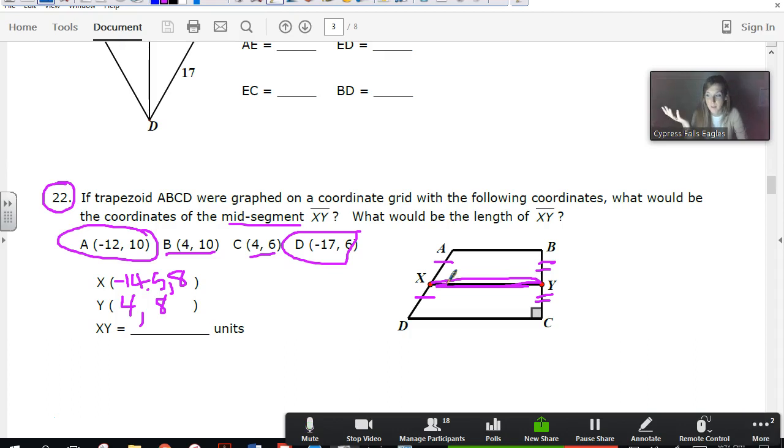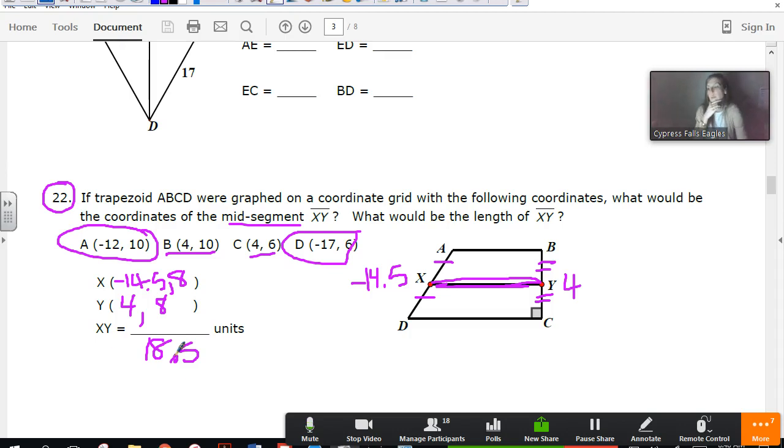How do you find the length? The x value. Okay, you could use the distance formula, but you noticed that this was the same. It was at 8 and 8. So really you're just finding the distance from negative 14.5 to 4, right? You don't need the distance formula because your y is matched. So you just subtract those and you get 18.5. You're just finding the 1D distance straight across because they're both at 8.